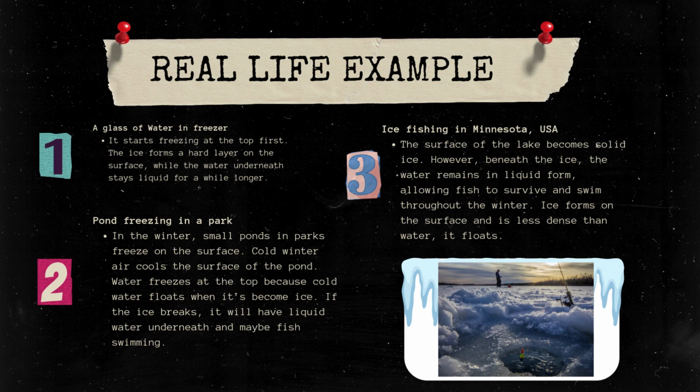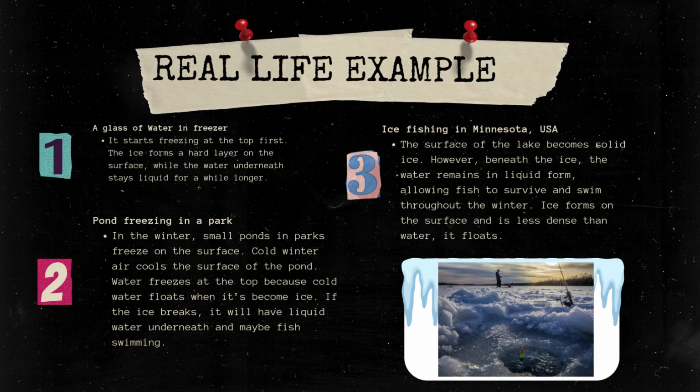And the last one is a lake freezing in Minnesota, USA. The surface of the lake becomes solid ice. However, beneath the ice, the water remains in liquid form, allowing fish to survive and swim throughout the winter. Ice forms on the surface and is less dense than water.